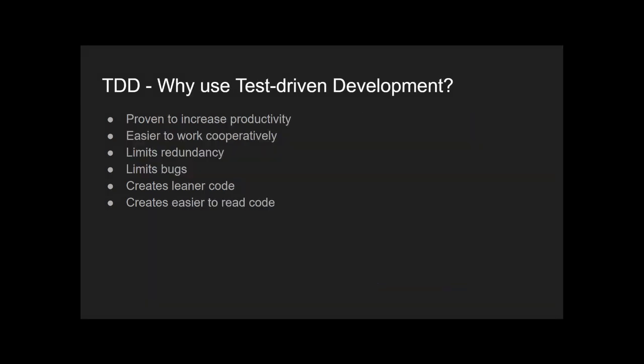It may seem counterintuitive to write code that purposely fails. However, there are some advantages to this method of development. One, it's proven to increase productivity. It's also easier to work cooperatively because multiple people can be working on different tests at once. It limits redundancy, therefore limiting bugs. It also creates leaner code and thus easier to read code.